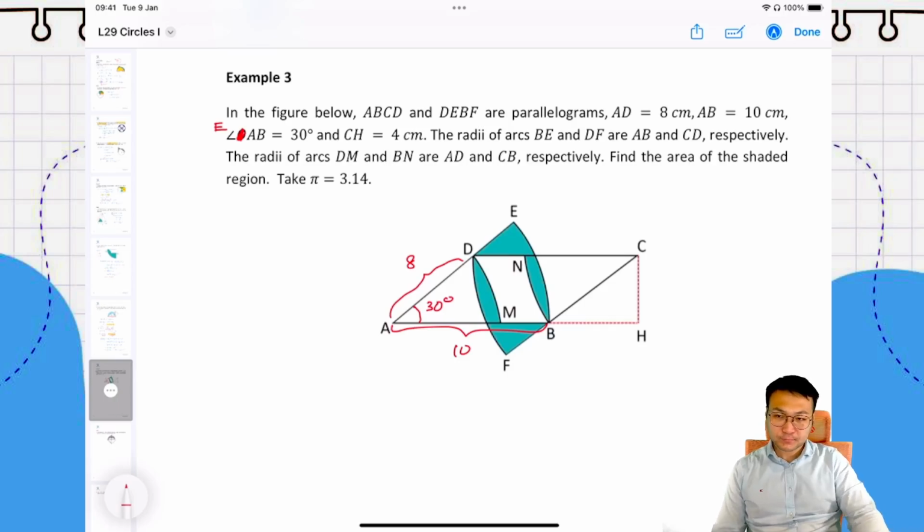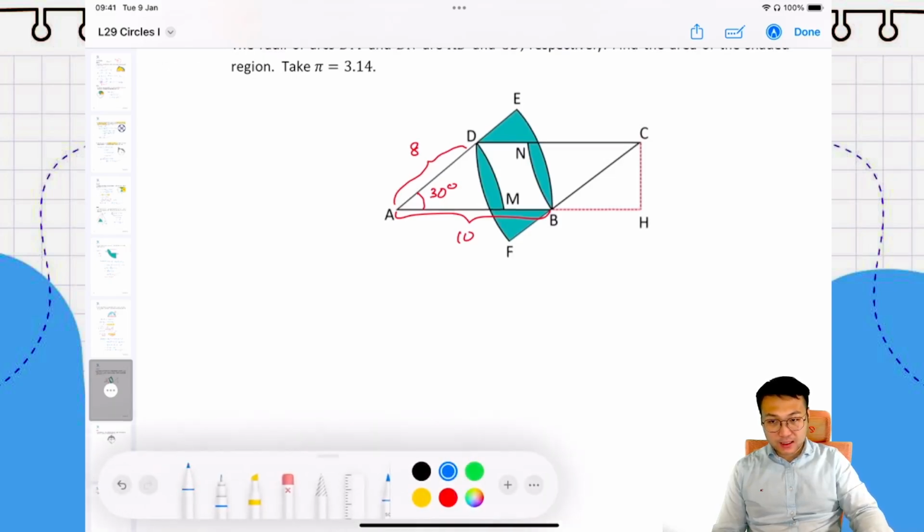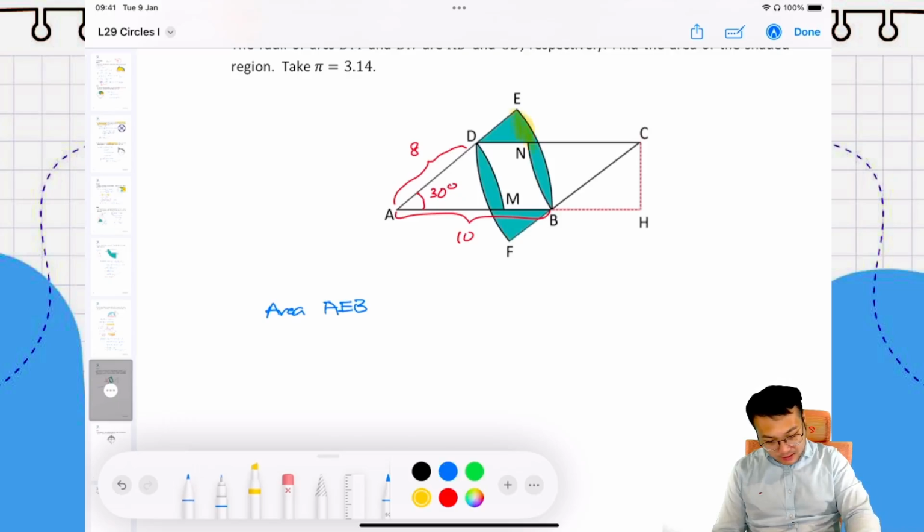Now, let's take a look at the area of AEB and the area of CFD. So where is AEB? AEB is this pizza. And where is CFD? CFD is this pizza here. Guess what? They are the same. So we say that they are equal. Okay?